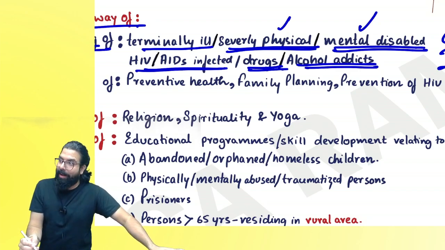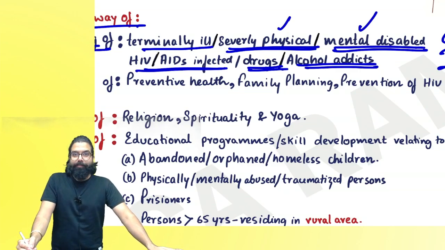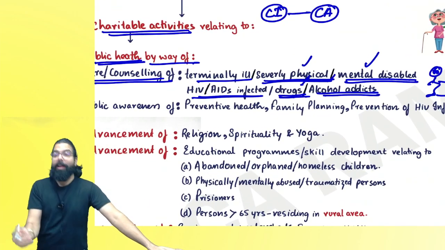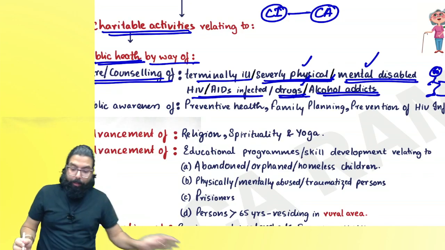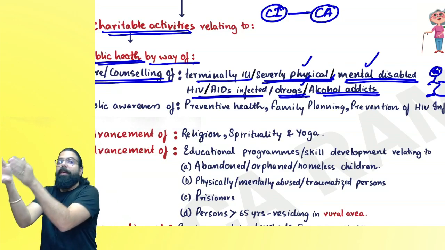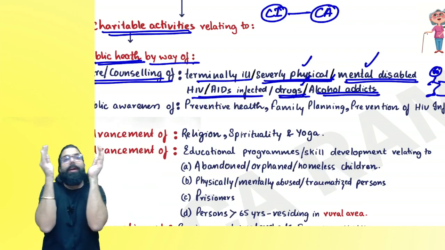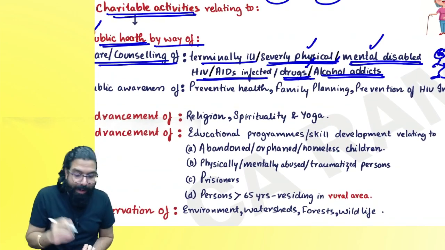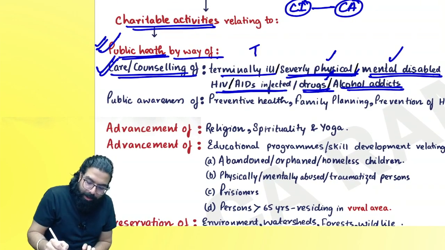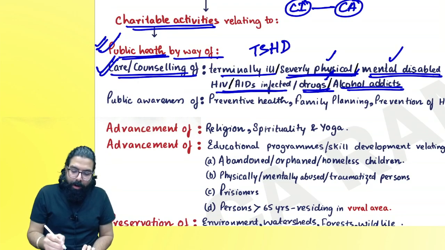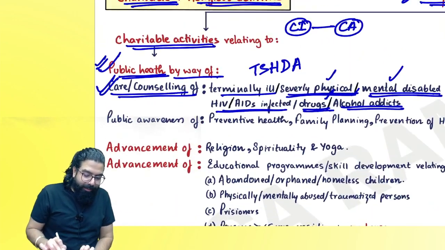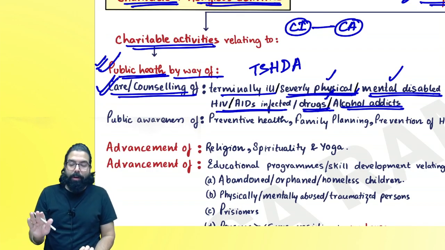You remember, everyone? Now, for Kapoor, what will happen if he has to take care and counseling, supposedly, because he is a drug addict, alcohol addict, only for classroom purpose. Okay, everyone? Now, then the government is telling, when a charitable institution is doing charitable activity, which is public health, they are taking care of public health by care and counseling of terminally ill persons, severely physically or mentally disabled persons, HIV or AIDS infected persons, or drug or alcohol addicts. Are we clear, everyone? Now, the next one over here is, you don't get angry tomorrow. Only for classroom, I told.